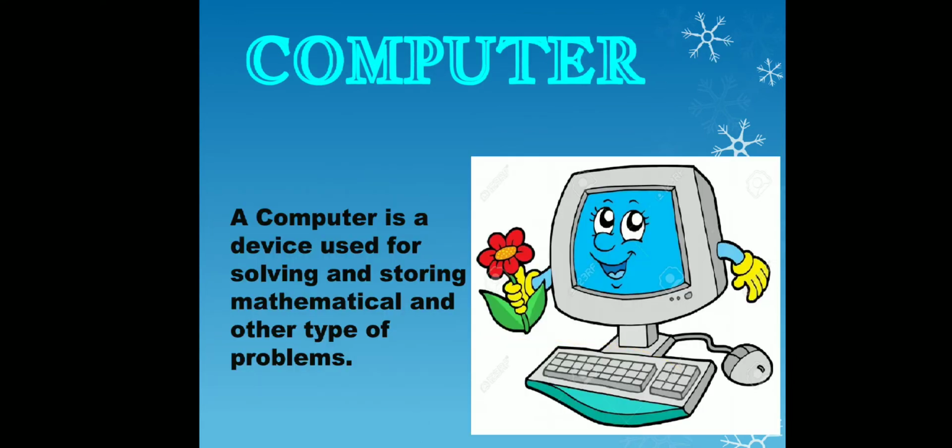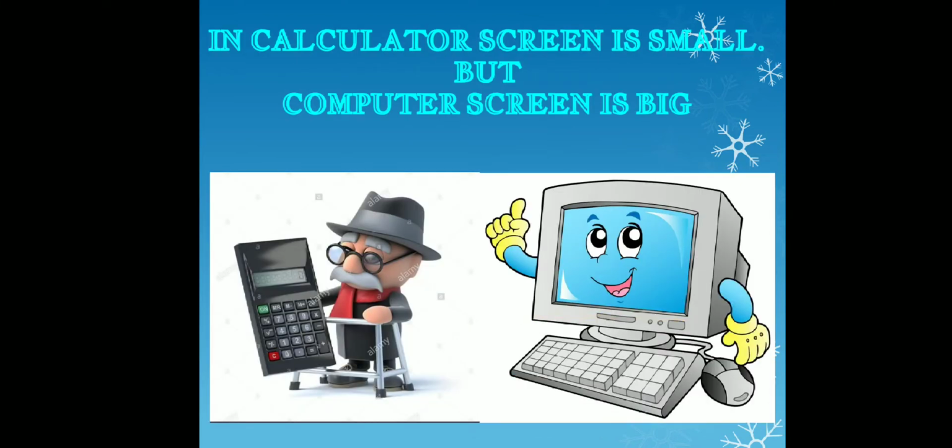Now, computer is a device used for solving and storing mathematical and other types of problems. Means in calculator we can do only one type of work, that is calculation only. But as you know, in computer we can do any type of work. We can save things, we can play music, we can do drawing, we can do calculation also. There is a calculator inside the computer also. Okay, so this is the first difference between computer and calculator.